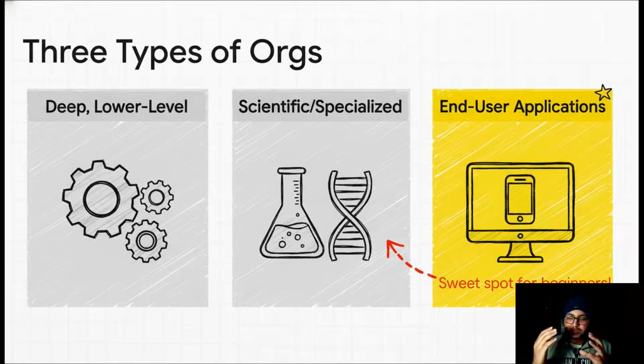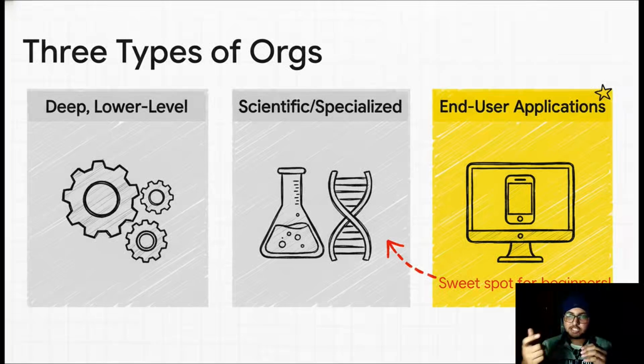Why? Because it has an app and I will have to contribute into it. You can also search for other organizations like MIT App Inventor, and these all are end user application organizations. Then comes our scientific and specialized. These are mainly the organizations which are tilted towards research and medical fields, or even AI ML research fields. Now, then comes our deep and lower level organizations.